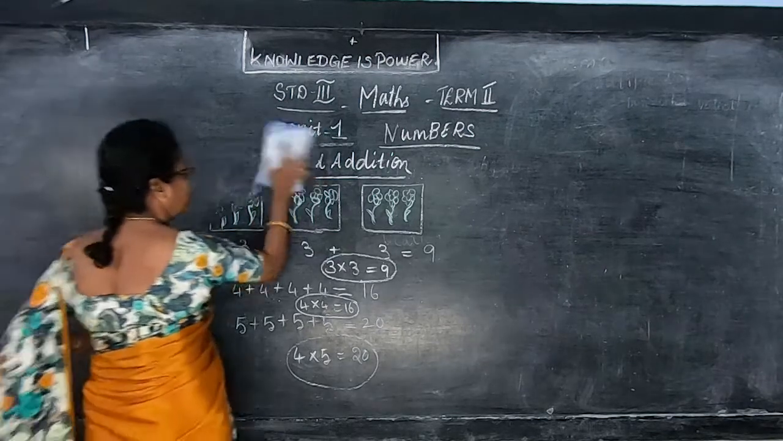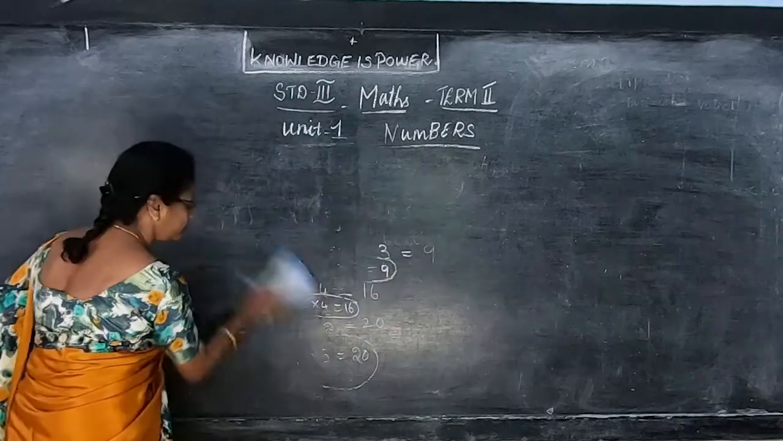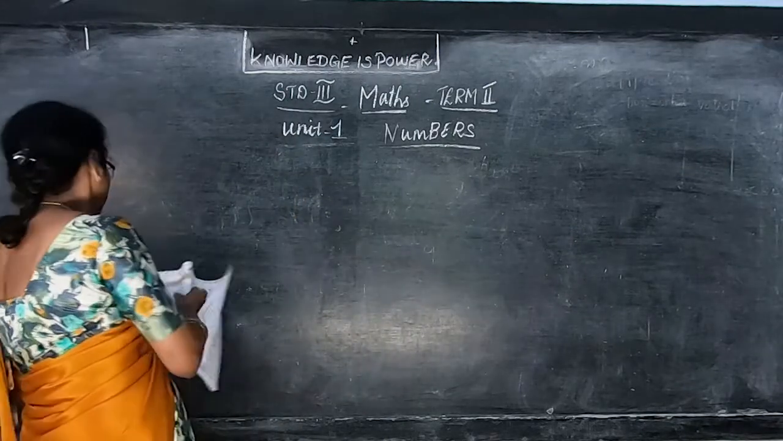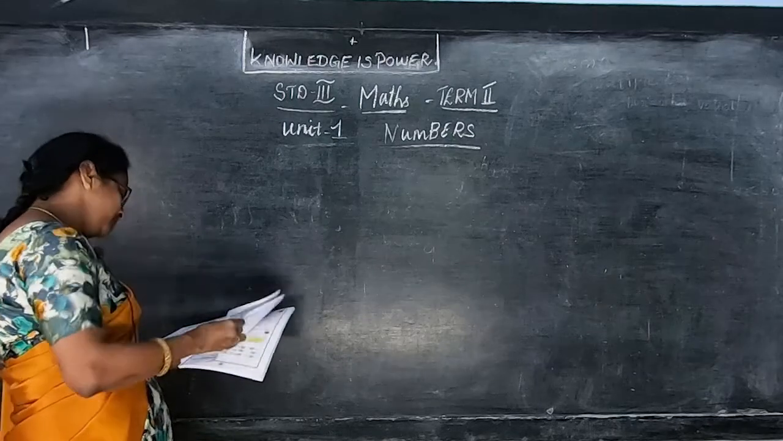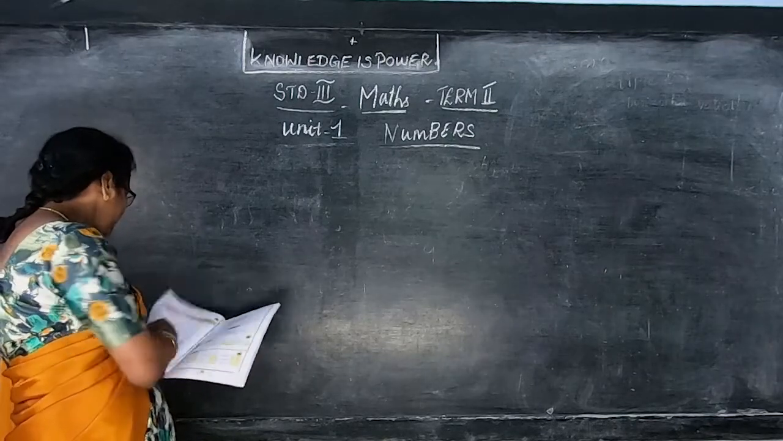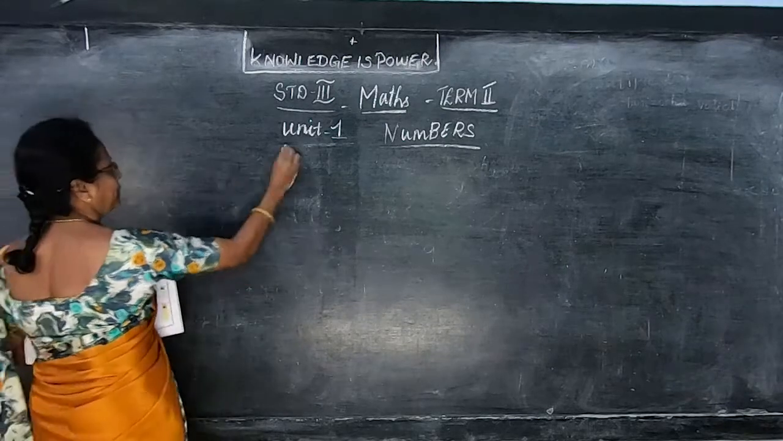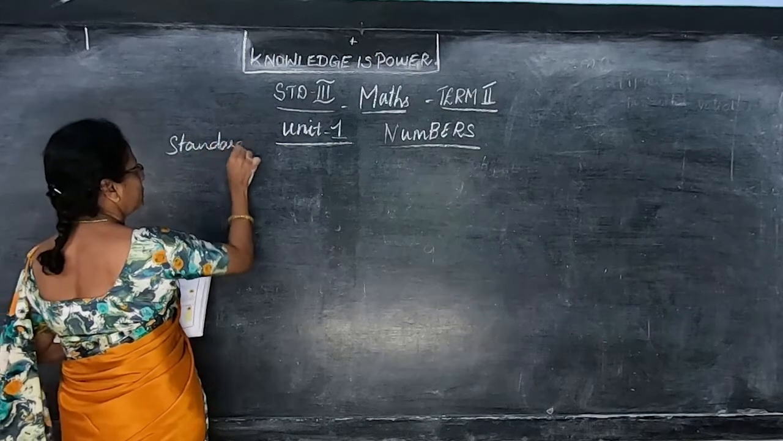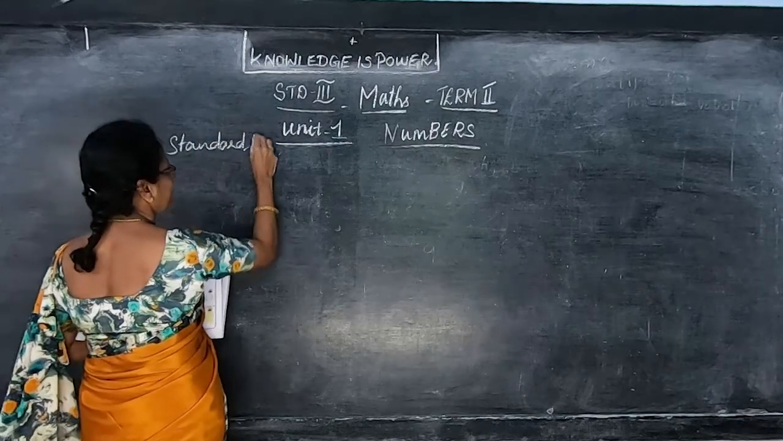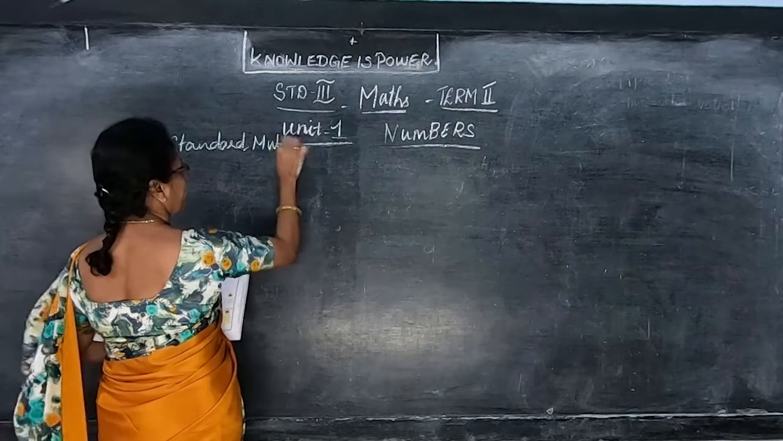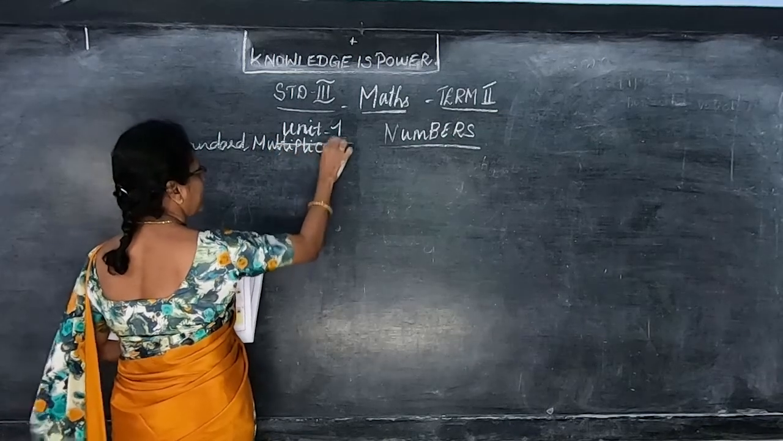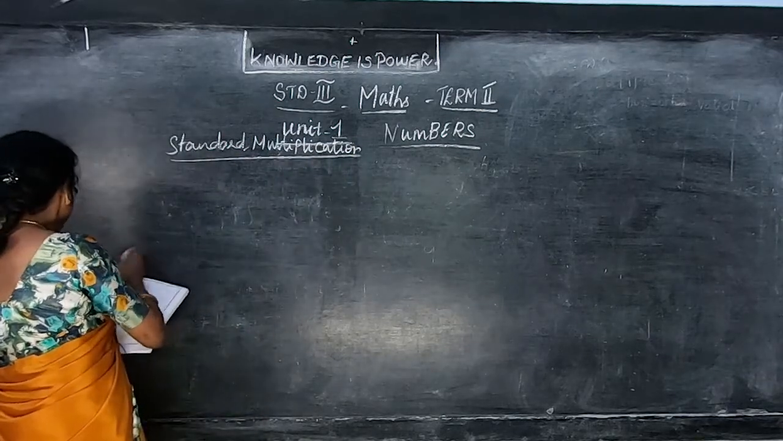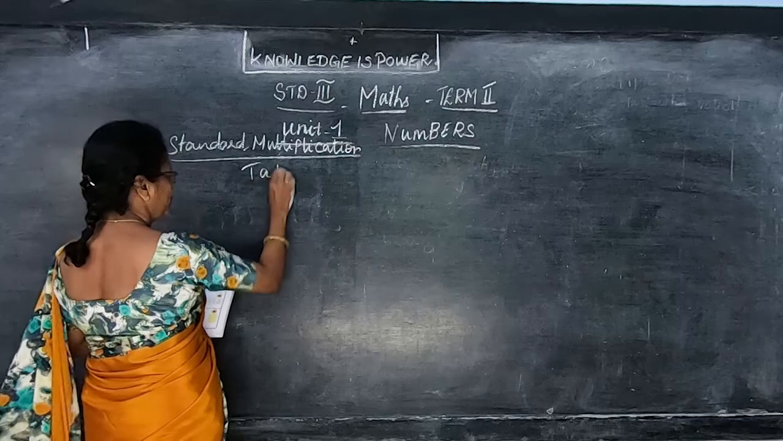Now the next one we are going to see is construction of tables. Okay, regrouping we know. Now standard multiplication. So in this standard multiplication we are going to see the construction of tables. So what do you mean by standard multiplication? That is the tables.